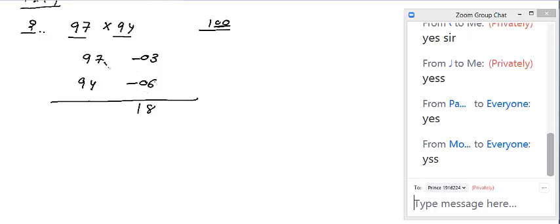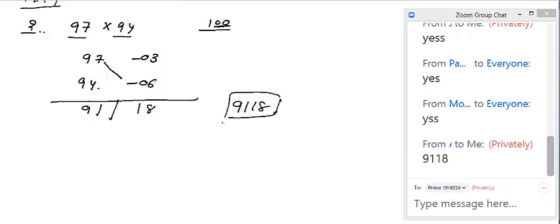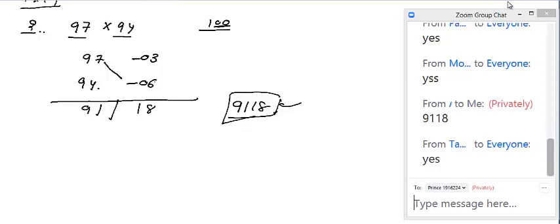Now 97 minus 06, you will get 91. Or 94 minus 3, you will get 91. So the multiplication result is 9118. Understand or not? Very easy, very easy. You can do it very quickly. If you understand, say yes. Very good, thank you.